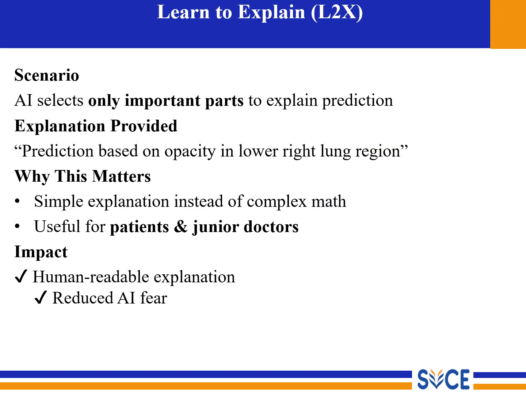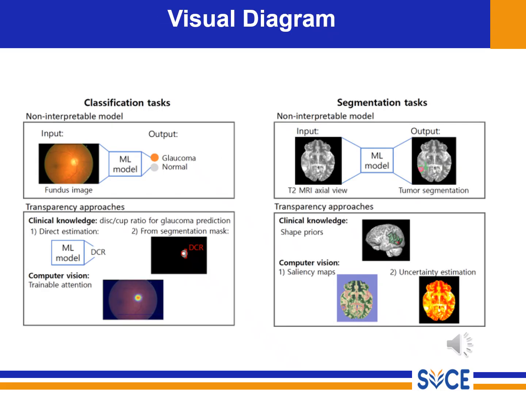One major problem with AI is complexity. So instead of showing equations, AI gives simple explanations like, prediction based on the opacity in the lower right lung. Why is this important? Because the patient can understand their condition and junior doctors can learn. It is mainly used for junior doctors and patients. What is the impact of XAI? It reduces the fear of AI and makes AI user friendly. This is a visual diagram.